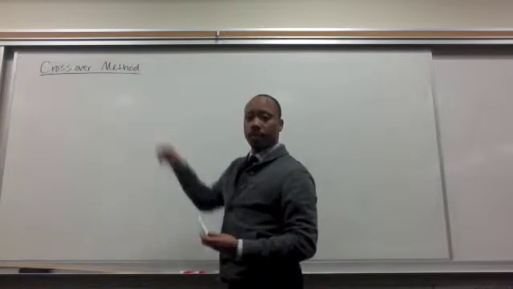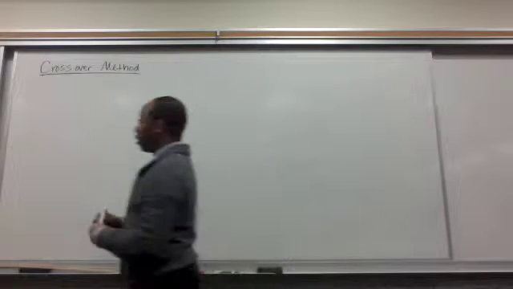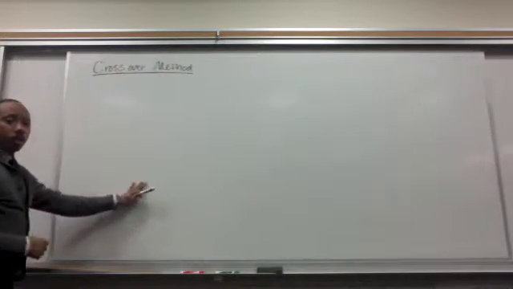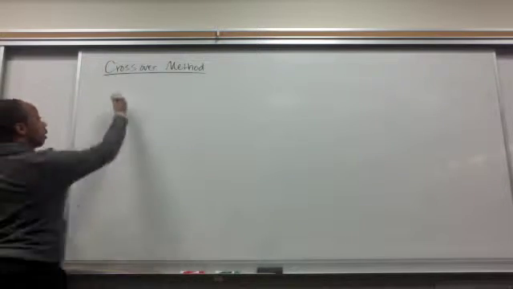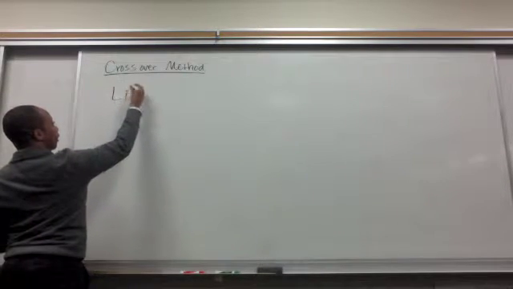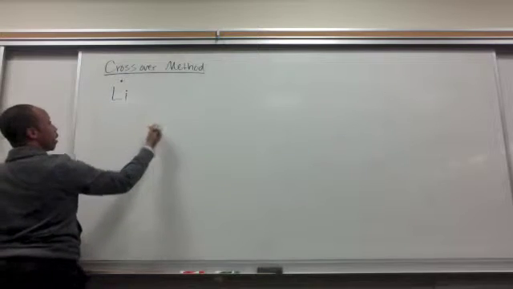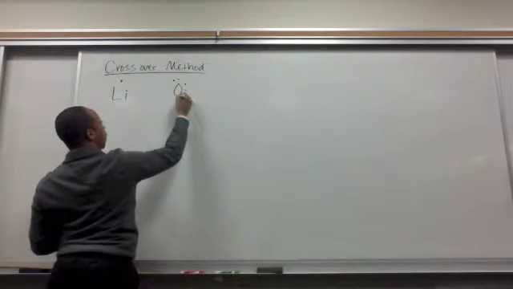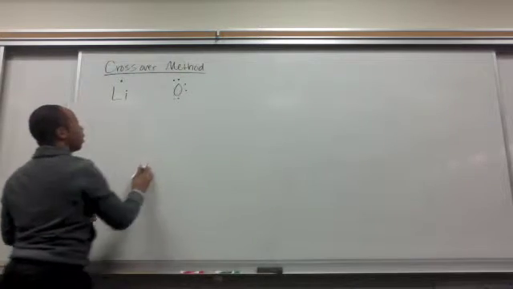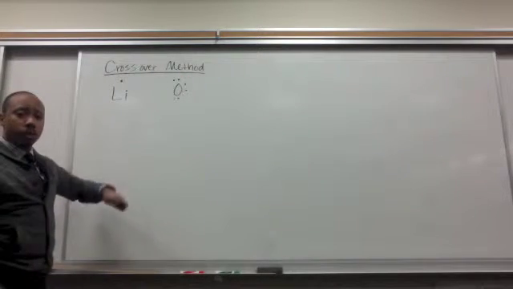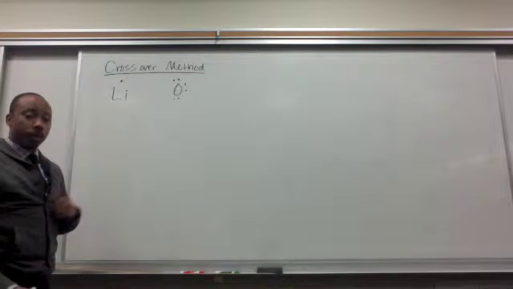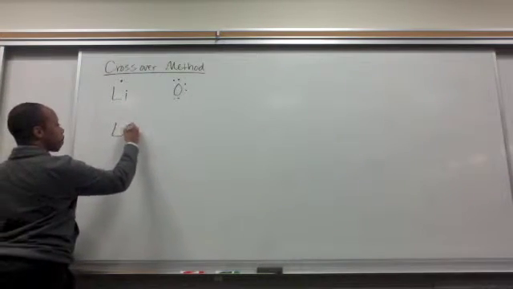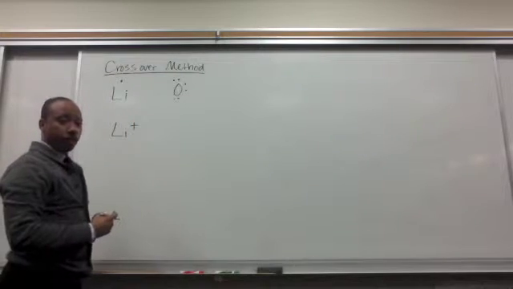The crossover method can be done very simply and easily. First thing you have to know is what am I dealing with? I have lithium here with 1 valence electron, oxygen with 6. 1, 2, 3, 4, 5, 6. Since lithium's a metal, I know it's going to donate electrons. When it donates this 1 electron off, it's going to become lithium 1 plus.